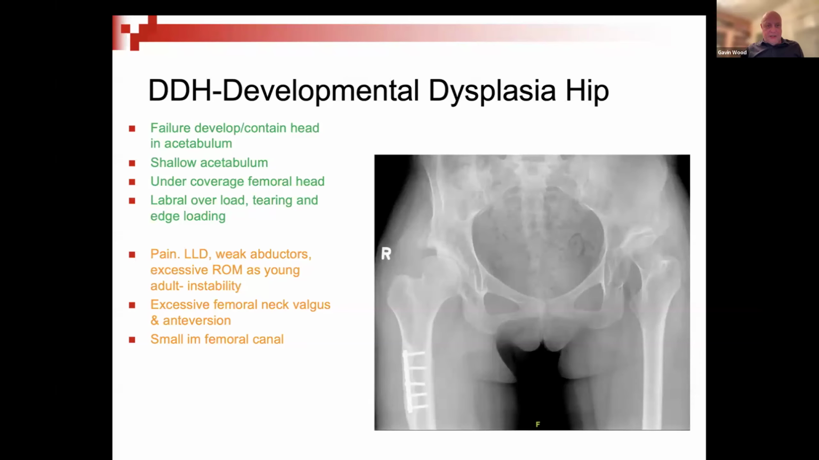And they often have excessive femoral neck valgus, as you can see on the left hip here. And often the femoral neck has got excessive anteversion. So you have to keep that in mind when considering hip replacement and placing a stem in that femur. And these femurs also are traditionally known to have a very small or underdeveloped intramedullary femoral canal.